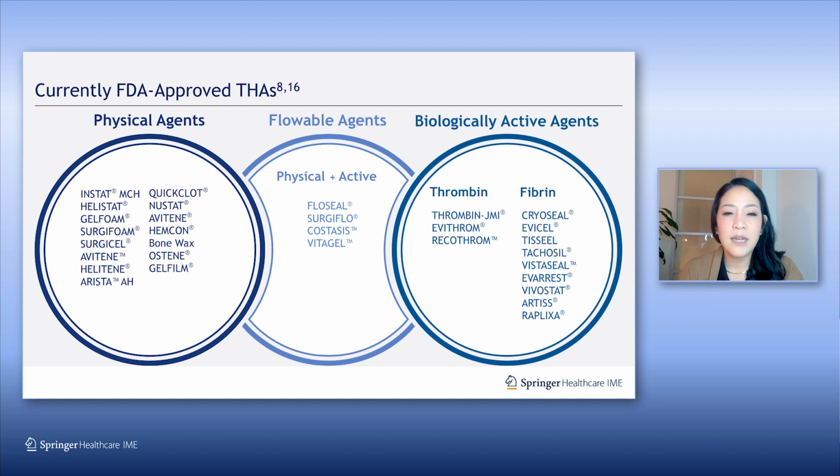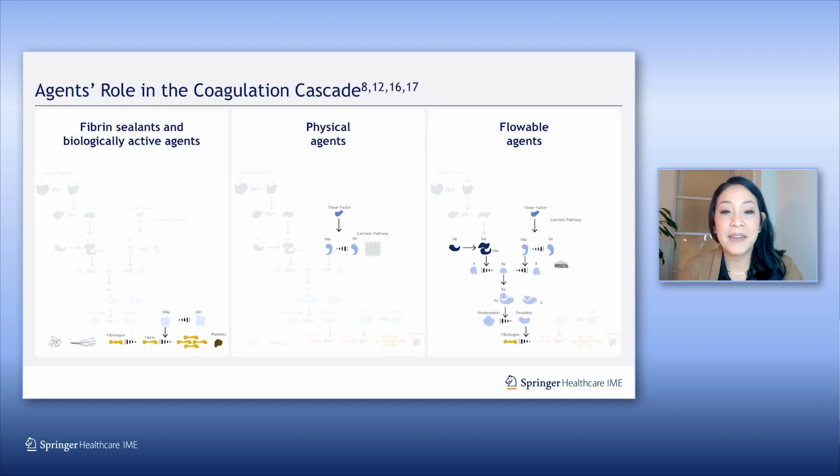So while categorizing the THAs in your head, it also may be helpful to realize that flowable agents, so we've included this kind of Venn diagram here, have more than one category, as they are comprised of both the biologic and the physical agents. So just wanted to make everyone aware of that to kind of help organize our thoughts. I wanted to bring back the clotting cascade for just a minute. Understanding the clotting cascade is really the crux of understanding the mechanisms behind these various THAs.